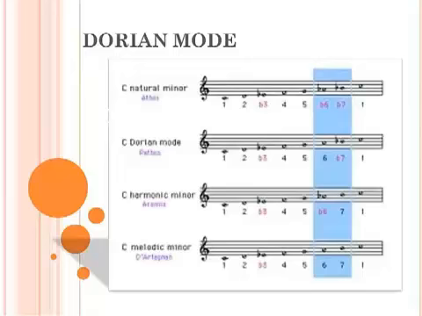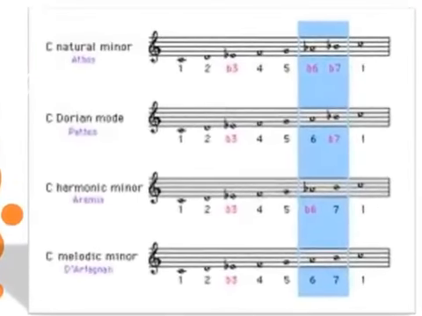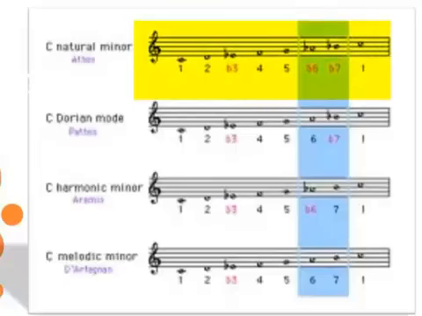Here we can see how the Dorian mode beginning on C compares to the minor scales we know that begin on C. Here's what these 4 scales sound like.